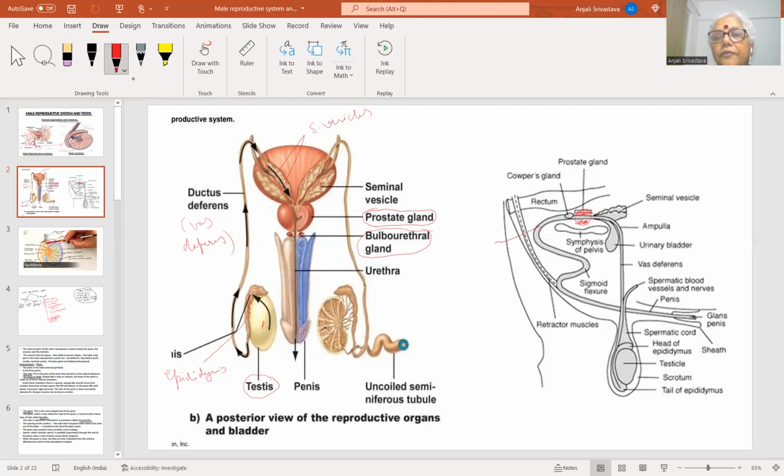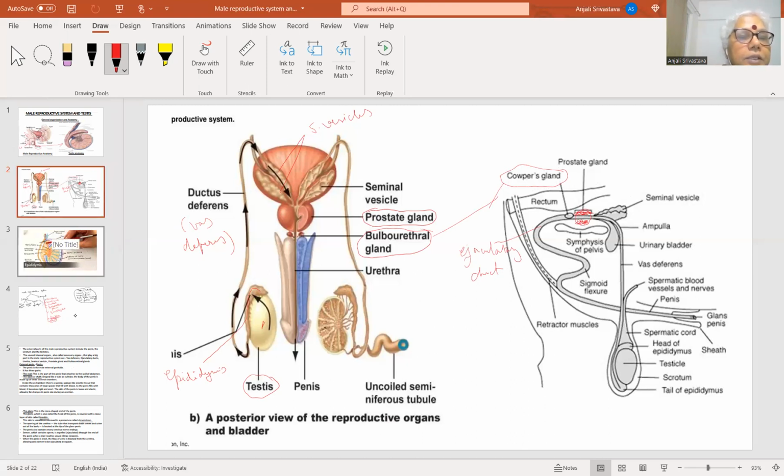duct. This is the place of the ejaculatory duct that continues into the urethral duct. This is the urethra, this is the penis, this is the glans penis, that is the part of the penis. So this is the Cowper's gland or the bulbourethral gland. These are the same thing. So this is the general structure of the male reproductive organs.